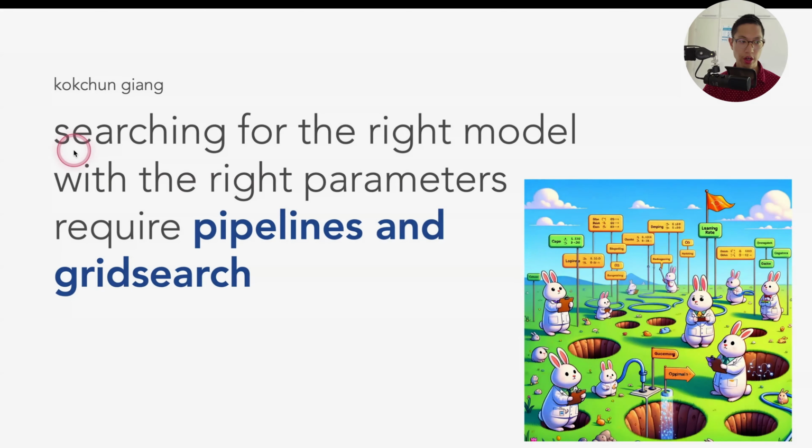This will be quite interesting, and since this will be a quite short video, short on theory and short on code, I will put them together into one video. Here we are in the slides. Searching for the right model with the right parameters requires pipelines and grid search. Note that this is just one way to do this. We have other types of searching. There's also randomized searching, but one way is using grid search, which is the exhaustive search method.